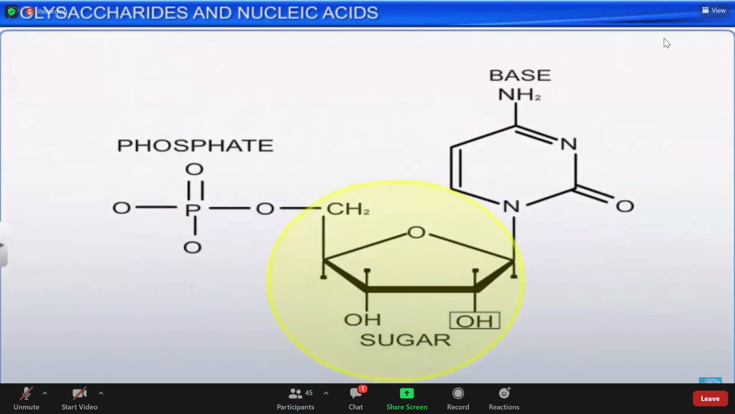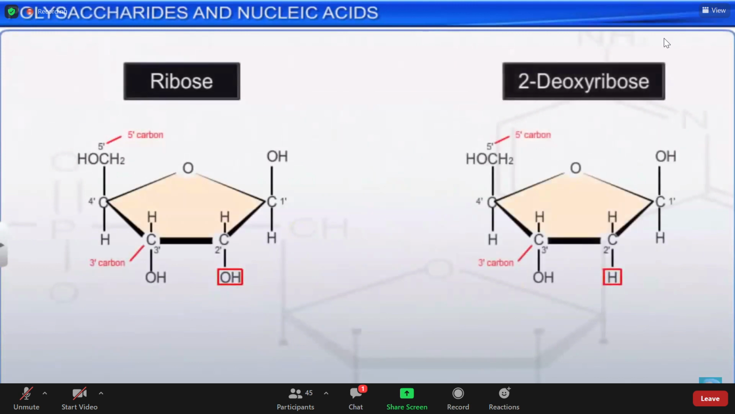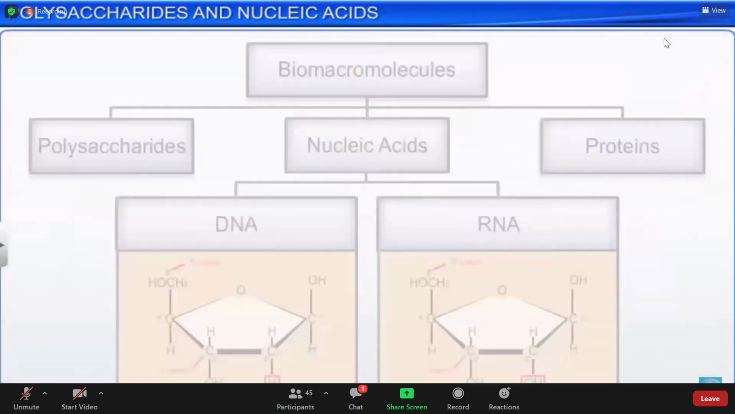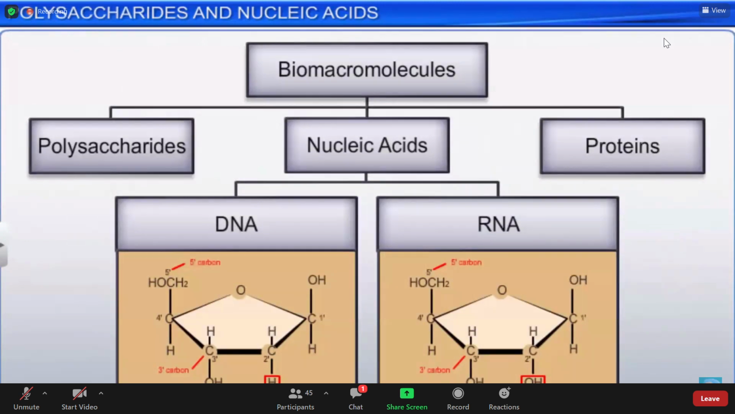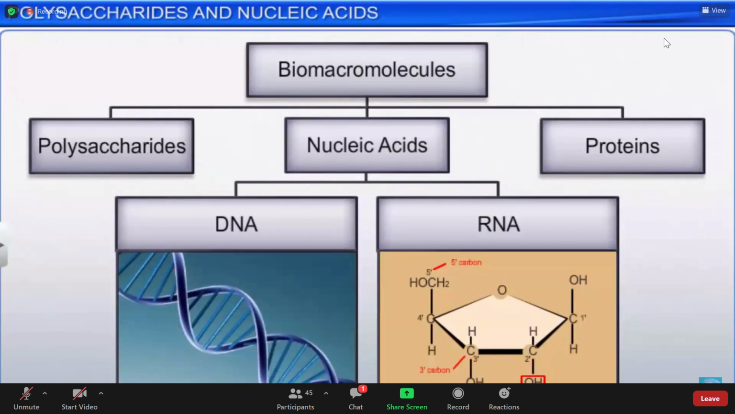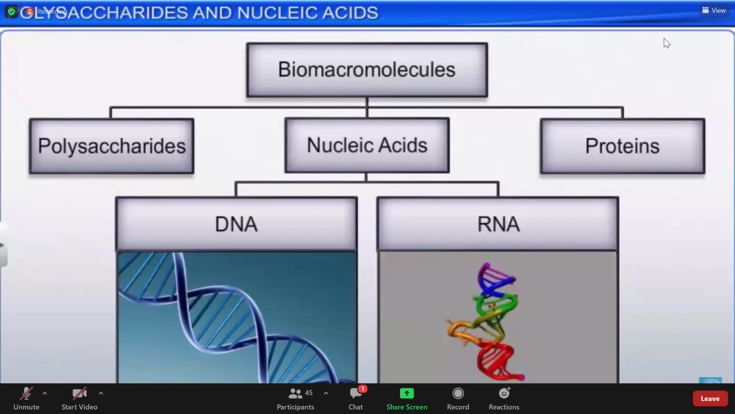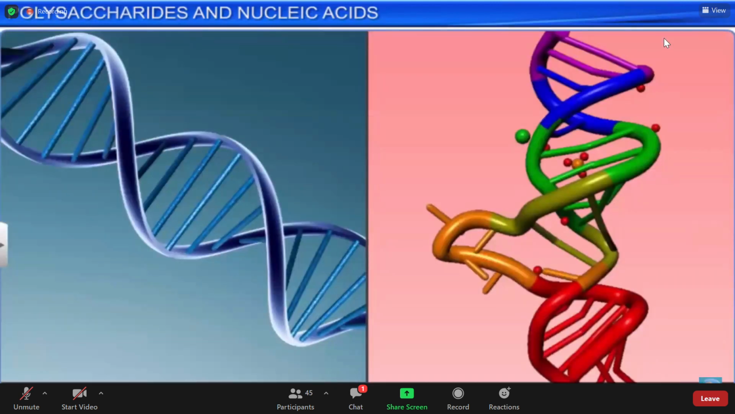The sugar found in nucleotides is either ribose or 2'-deoxyribose. Both these are monosaccharide pentose sugars. Therefore, nucleic acid containing deoxyribose is called deoxyribonucleic acid or DNA, while the one with ribose is called ribonucleic acid or RNA. Both DNA and RNA carry genetic information and are found in the cells of all living things.